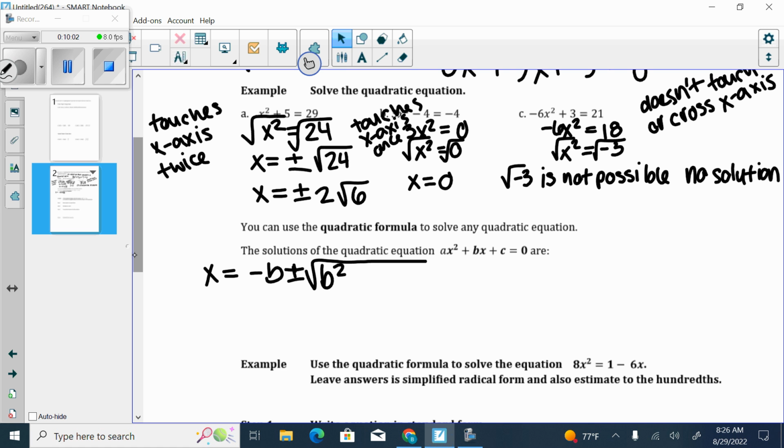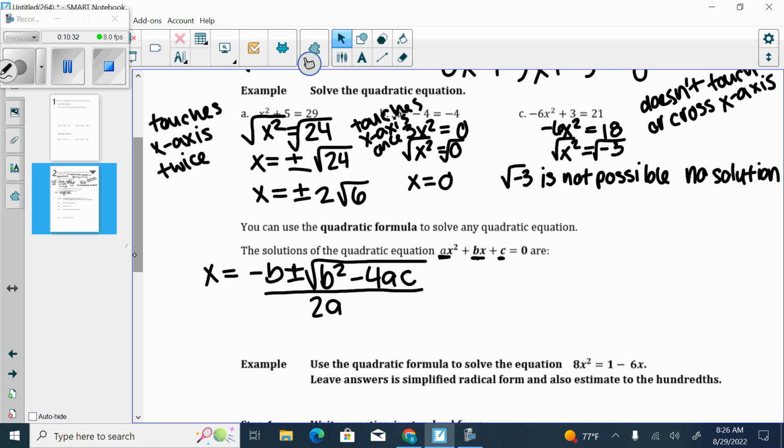So we have x equals negative b plus or minus the square root of b squared minus 4ac all divided by 2a. Okay? And those a, b, and c values are your coefficients from the equation. A will always be the term that's with your x squared. B will always be your term that's with your linear x. And c will always be the constant, the term that's not with a variable.